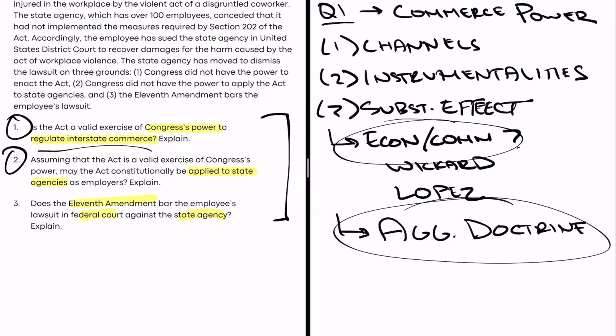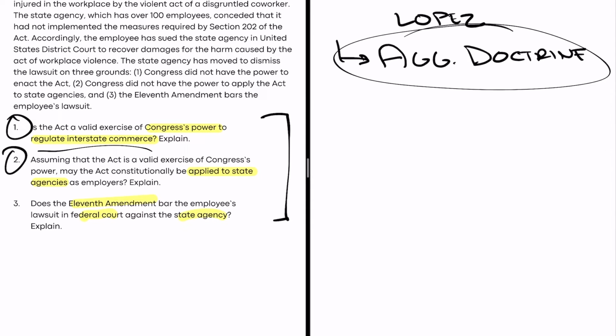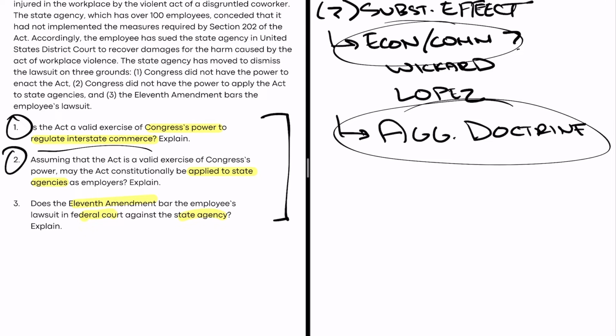Which takes us to question number two. Assuming that the act is a valid exercise of Congress's power, may the act constitutionally be applied to state agencies as employers? Okay, so question number two might be a little bit more tricky for some students, right? The issue here is less obvious than with question number one.